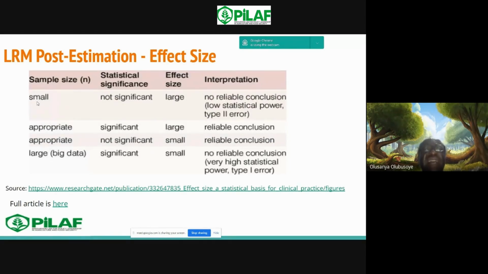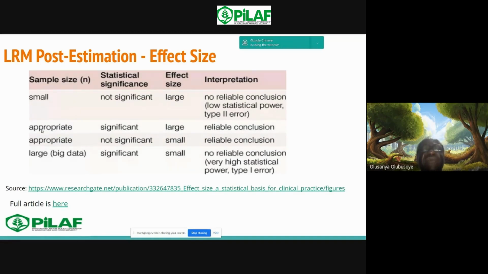If your sample size is very small and your statistical outcome is not significant, but the effect size is large, the interpretation is that your conclusion is not reliable. In fact, it has low statistical power, and the chances of committing type 2 error is very high. Type 2 error is when you accept a wrong hypothesis, right?